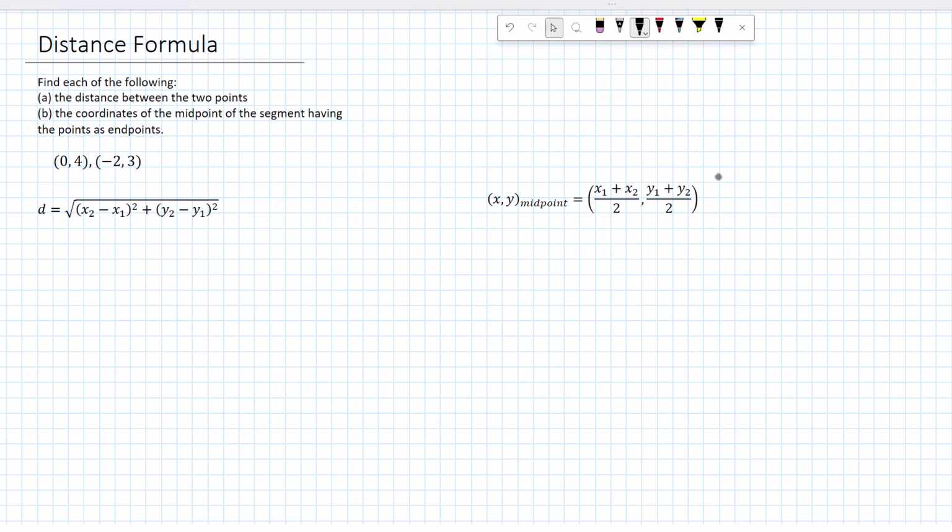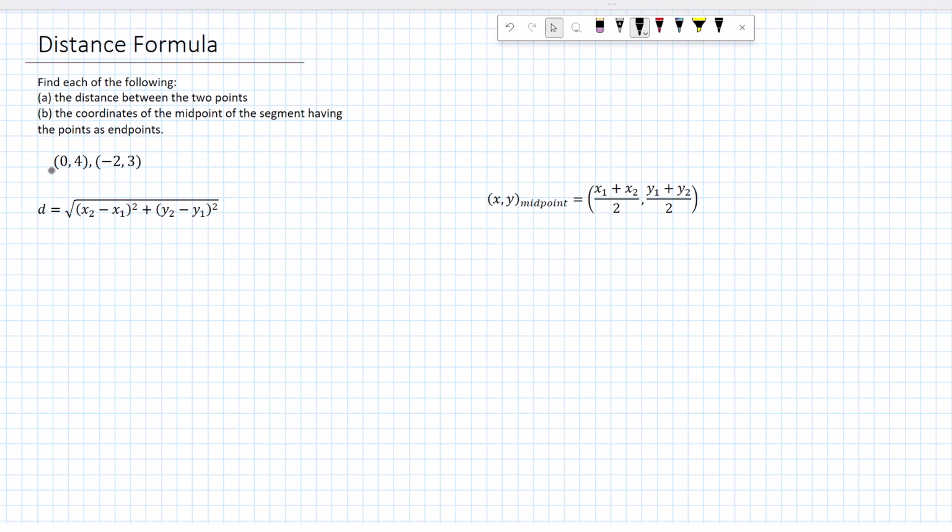For each of the following, we want to find the distance between the 2 points and the coordinates of the midpoint of the segments having the points as endpoints. Let's look at our first one here. We have (0, 4) and (-2, 3).